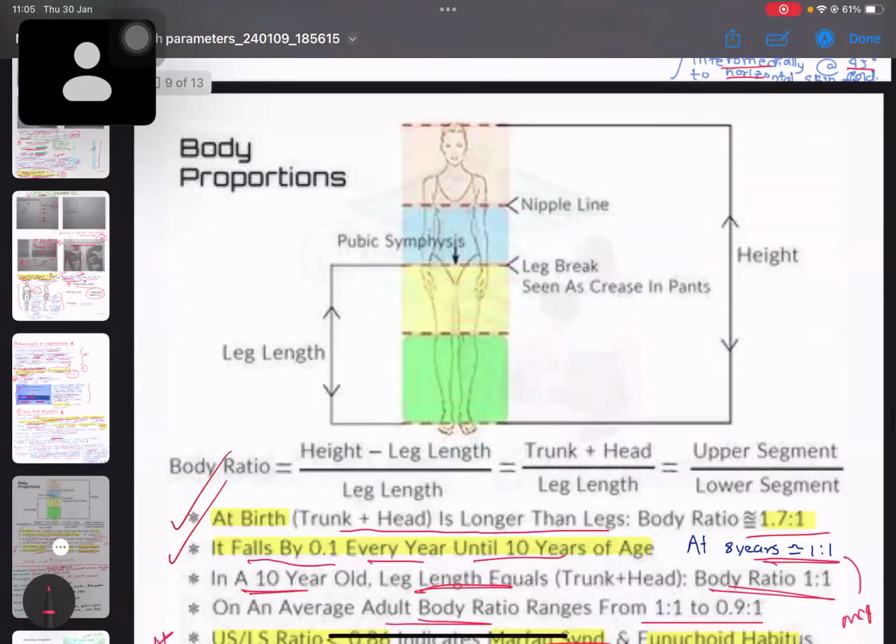Okay. Then the main area, the body proportions. This is important when investigating a child with short stature or long stature.